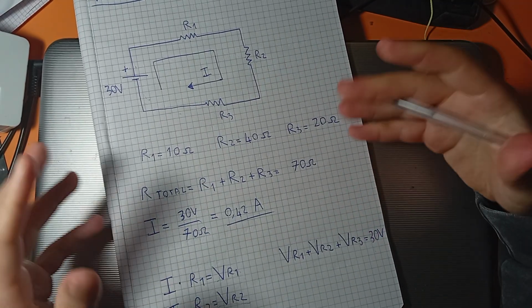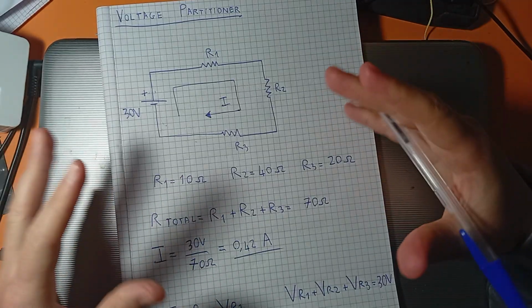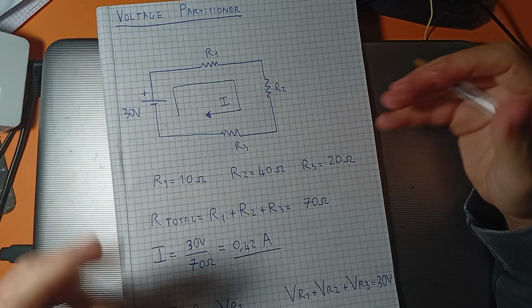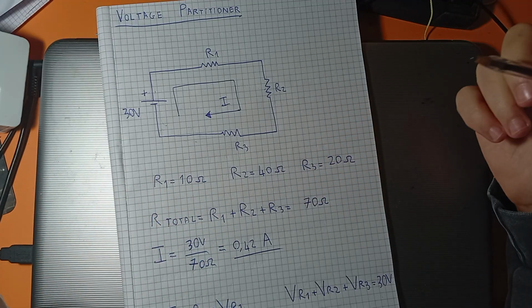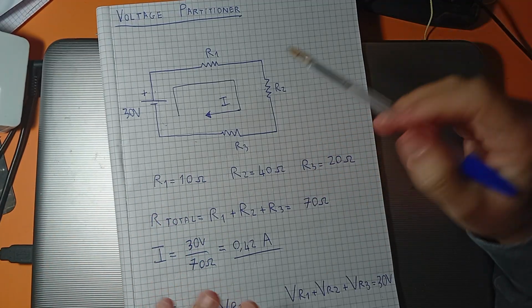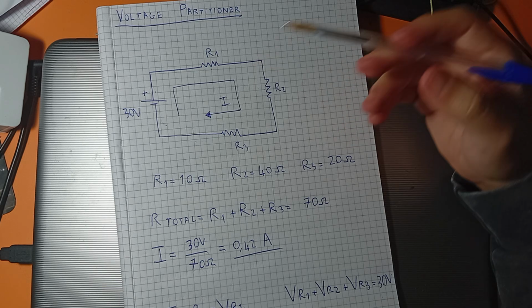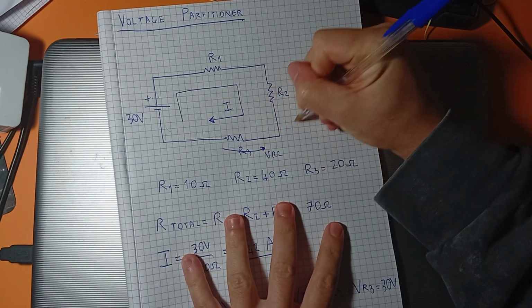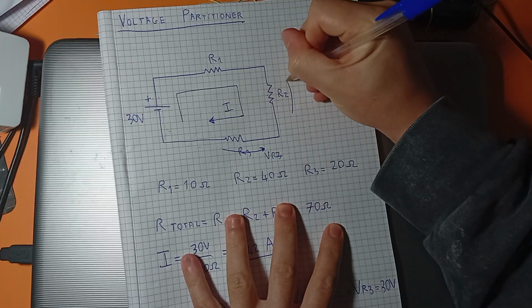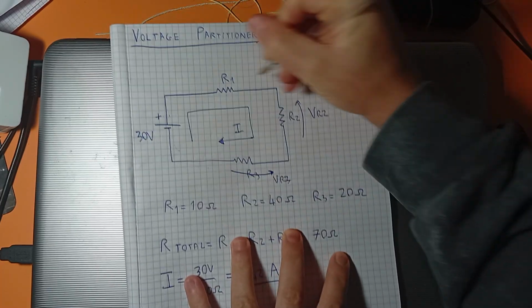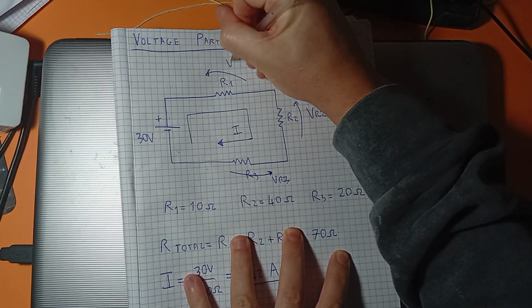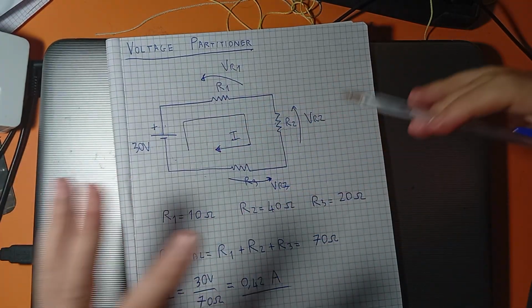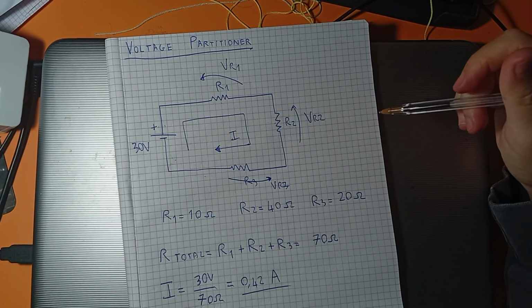I don't think we need to do the calculation here. This video is not about calculating the exact amount of current and voltage. It is just made to let you understand how it works. This is VR3, this is VR2, and this is VR1. So this is how voltage drops and a voltage partitioner works.